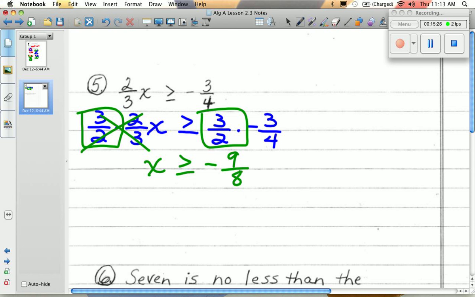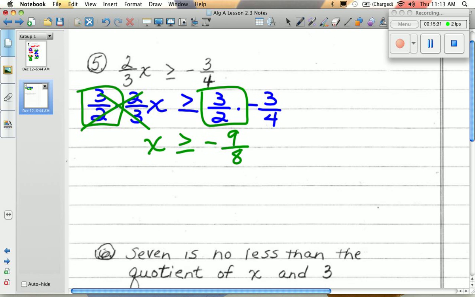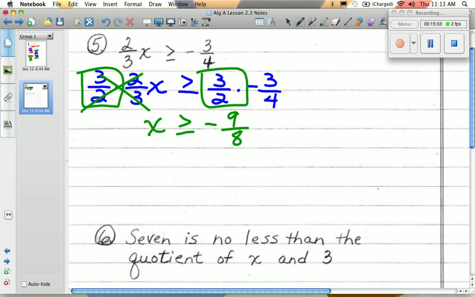Because we are going to have to graph this, we're going to want to change it to a mixed number. So what is the mixed number name for negative 9/8? 1 and 1/8. Yeah, so x is greater than or equal to a negative 1 and 1/8. There's our solution.